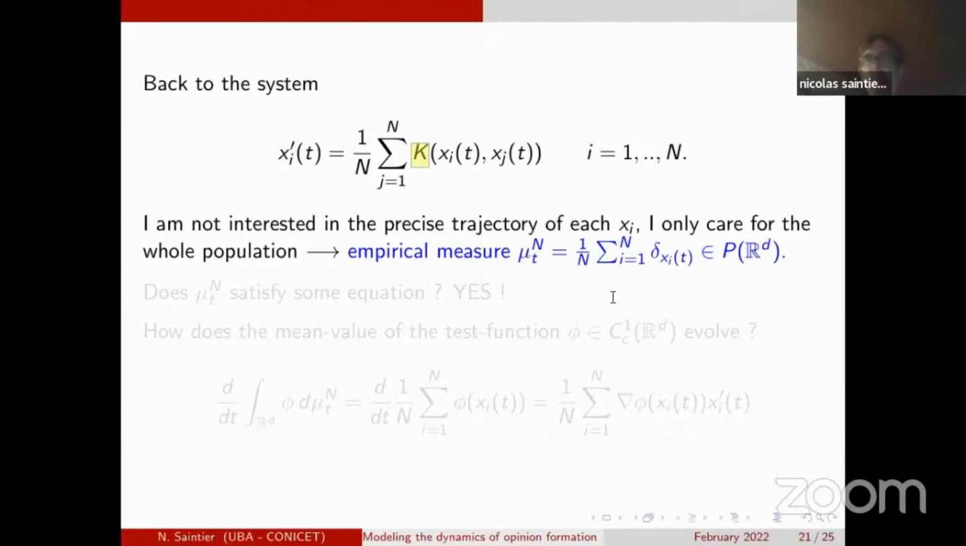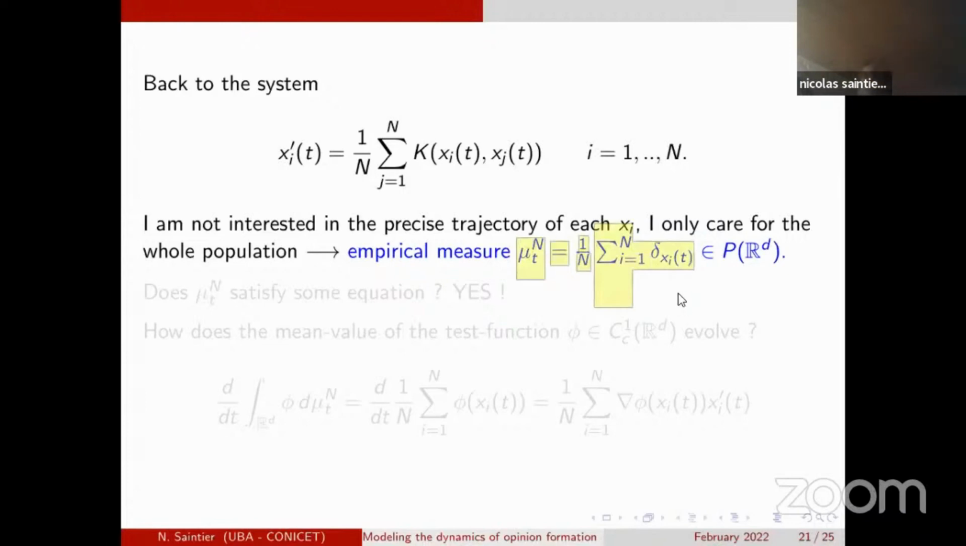So to do that, the classical trick is to forget about each individual and to look at the pack, at the group. And you do that by looking at the empirical measure, which is this one. You put a Dirac mass over each individual and you take the mean. That way you have a probability measure.